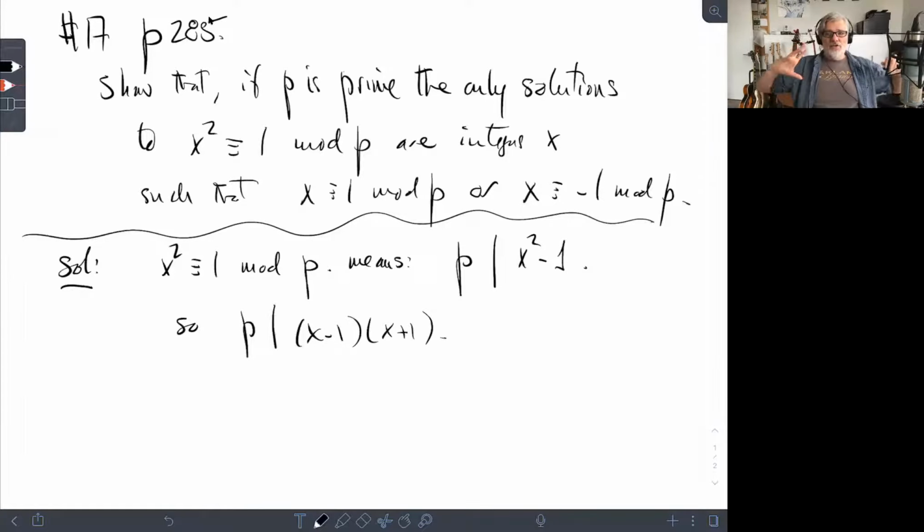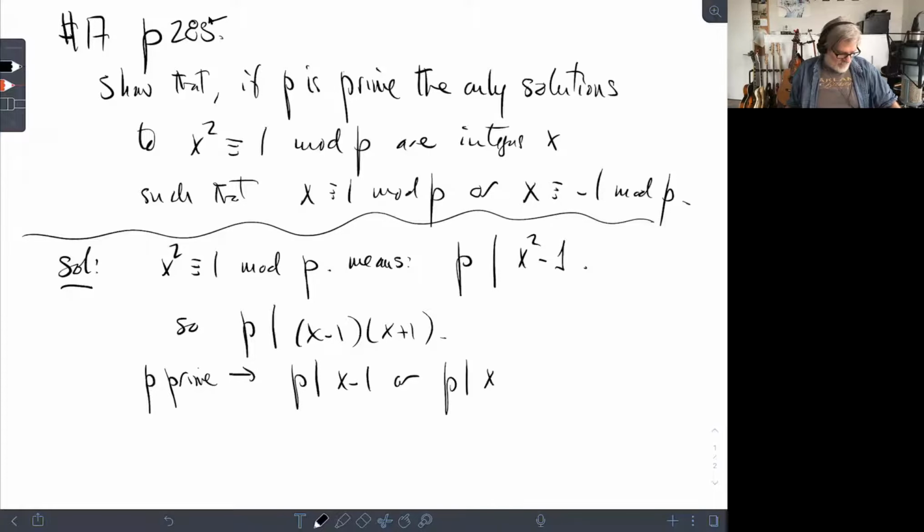And the other thing that should become automatic, hopefully in the next few days, is that when you see a prime dividing a product, you know that the prime must divide one of the factors. So p is prime implies that p divides x - 1 or p divides x + 1, and then I'll just write etc. here because the rest is just reapplying the definition. One more step. Okay, so that's it.